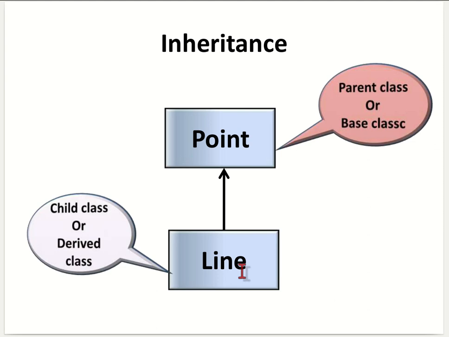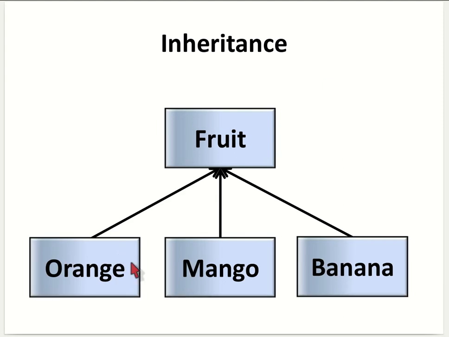Let's see this example. Here the point is a base class and the line is made up of points. The line has its own characteristics and the point has the general characteristics of a point. If I mention the point as a parent class, then the line is known as the child class. If the point is the base class, the line is known as the derived class.